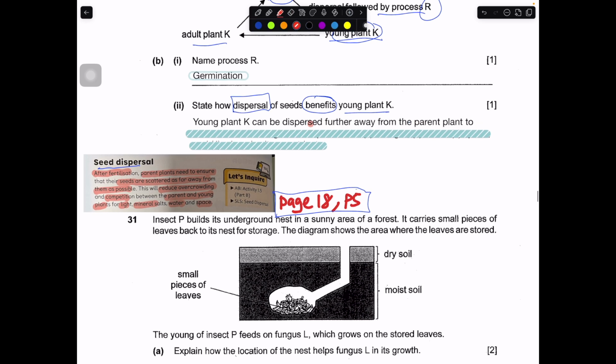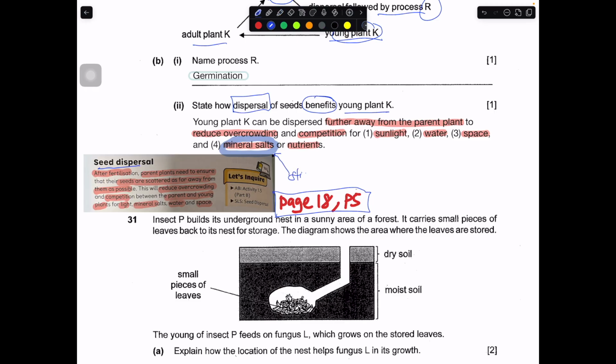Okay? So the young plant can be dispersed. Because of seed dispersal, the young plant can be dispersed further away from the parent plant to do what? Reduce overcrowding and competition for a few things: sunlight, water, space, and mineral salts or nutrients. The textbook actually has changed it to this term already. So it will be better to stick to this term.